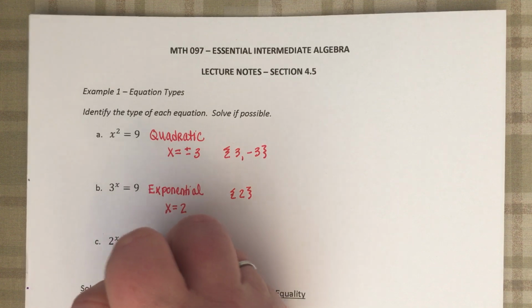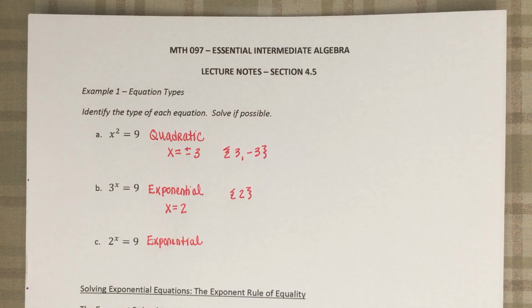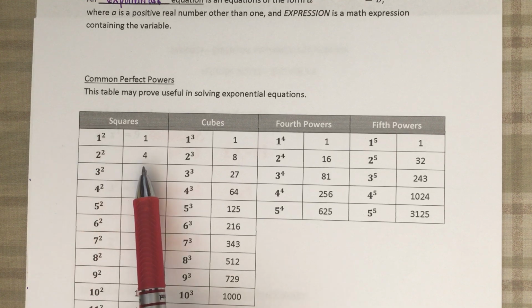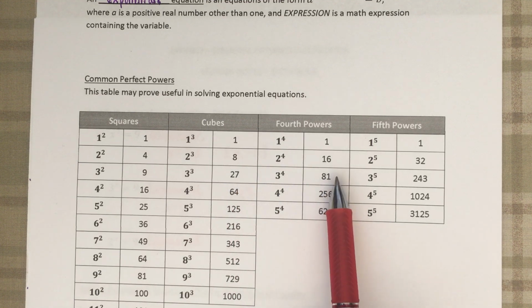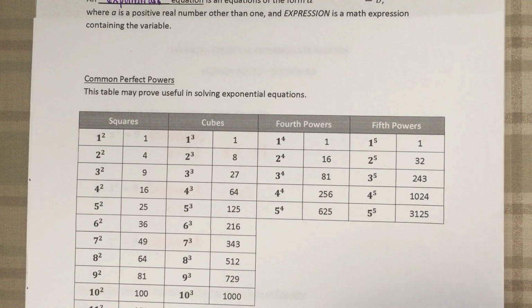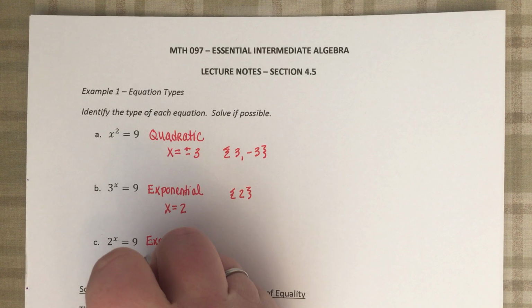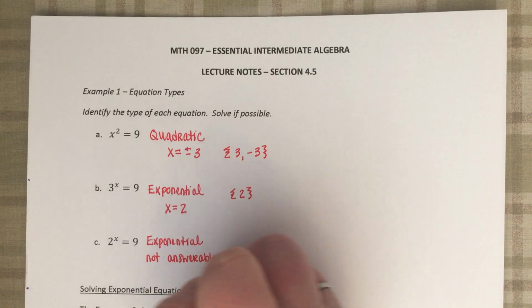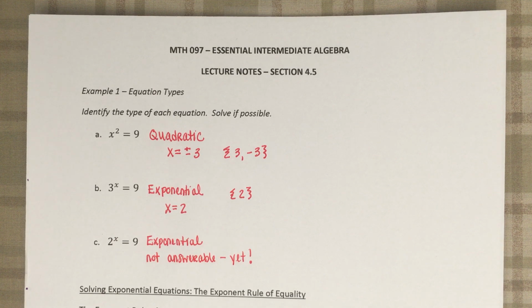C is also an exponential equation. But looking at this, it's asking us: 2 to what power equals 9? If we go back to our little table here and look across our row of 2's, 2 squared is 4, 2 cubed is 8, so that's close, but it's not equal to 9. 2 to the 4th is 16. So we don't have a power of 2 that exactly equals 9. So this one is not answerable yet. Our goal in this section is to come up with a way to solve these.